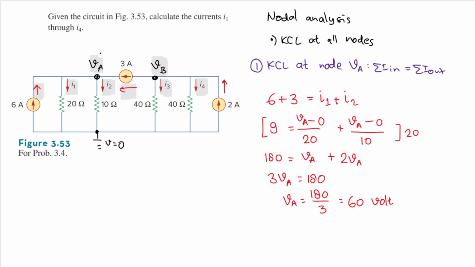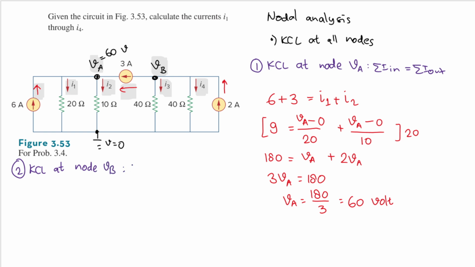So our VA here is equal to 60 volt. Good. And we have done for VA. Now we can do a similar thing for VB. Let's do exactly that. Let's do KCL at node VB.